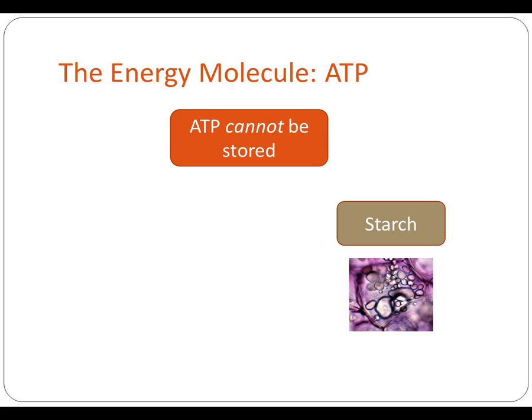However, that doesn't mean that cells don't have the ability to store energy. One way that cells can store energy is in the form of a molecule called starch. What is starch? It's a complex carbohydrate. It's a sugar. For example, what kind of species would do this? Did somebody say plants? Yeah, plants. Thank you.